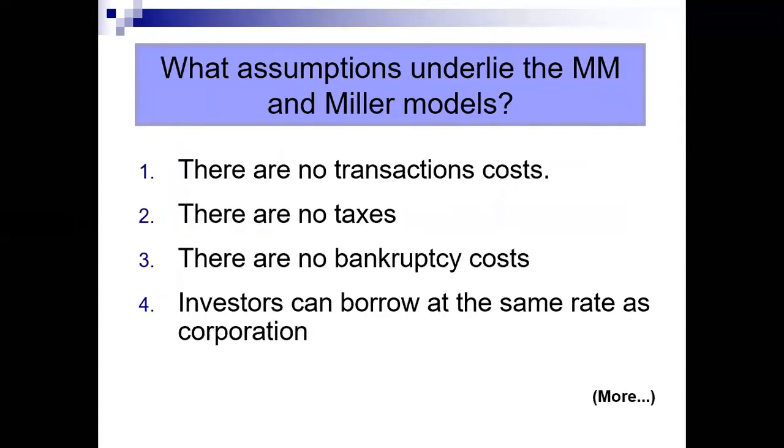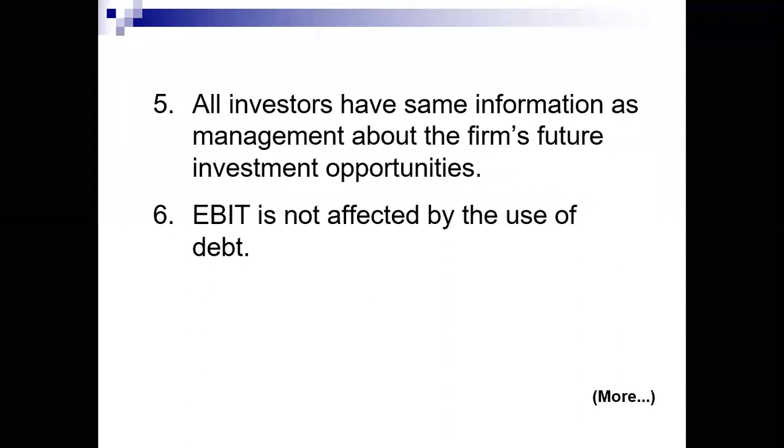These are the assumptions which underlie the MM theory. There are no transaction costs, no tax payment, no bankruptcy costs, and all investors can borrow at the same rate as corporations. All investors have the same information as management about the firm's future investment opportunities. And the last one is that EBIT is not affected by the use of debt. You will understand all this better when we do proposition 1 and proposition 2.